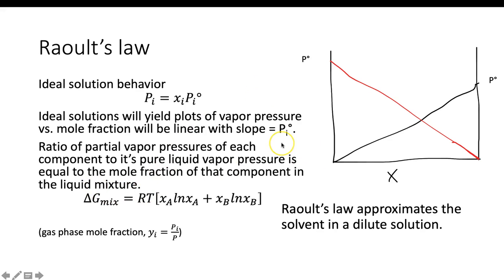Now, if we use this ideal solution behavior, then our delta G of mixing is related to, so we substitute this in for our vapor pressure, and remember it was Pi over Pi naught, so the Pi naughts cancel and we're left with it's just related to the mole fraction in the solution. So the delta G mixing is RT, the mole fraction of A times natural log of it. Actually, if we had multiple components, it would be the sum over however many mole fractions, however many components you have.